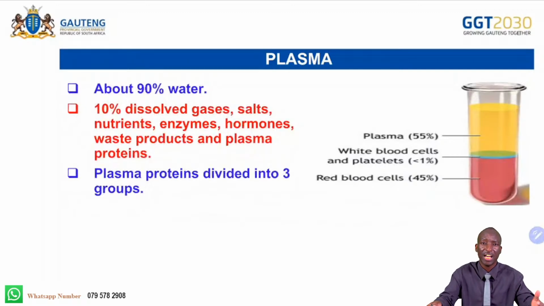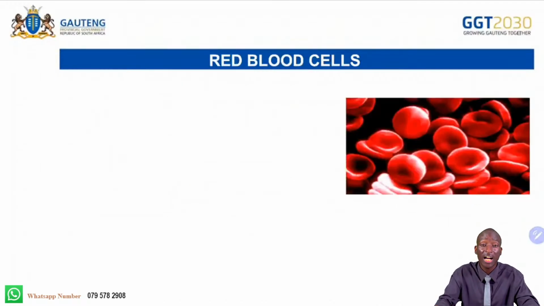Let's look at the percentages. You've got plasma, that's 55%, right? But what about the components of the blood? The white blood cells and the platelets make up 1% of the blood, and red blood cells make up 45% of the blood. So all these will add up to 100%. So that's plasma.